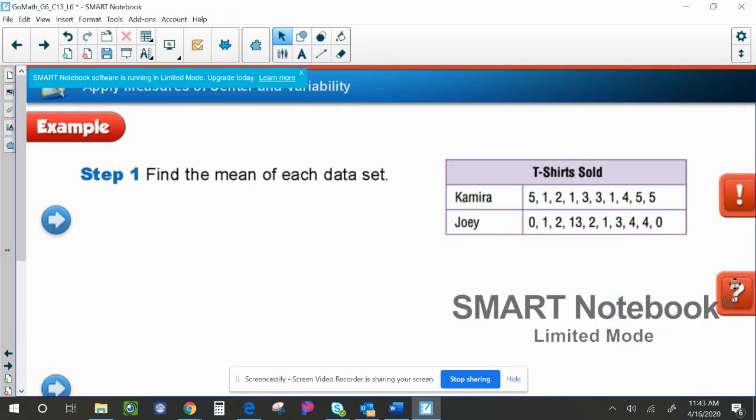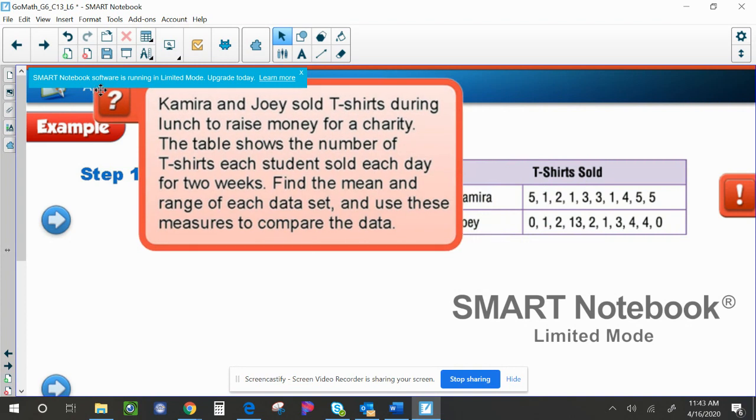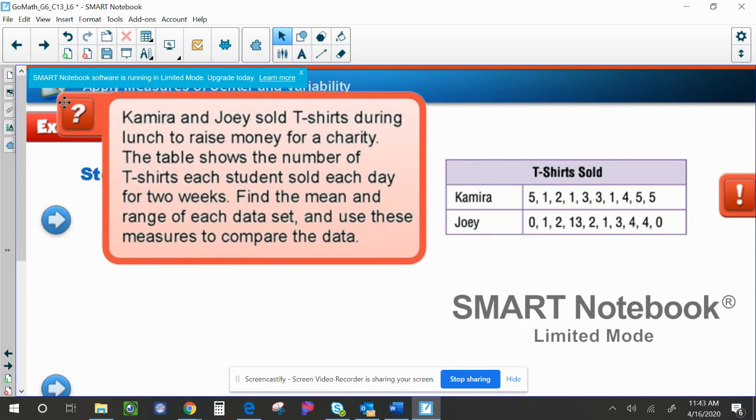All right, so we have Camera and Joey sold t-shirts during lunch to raise money for a charity. They have their little t-shirt company. The table is this one right here.